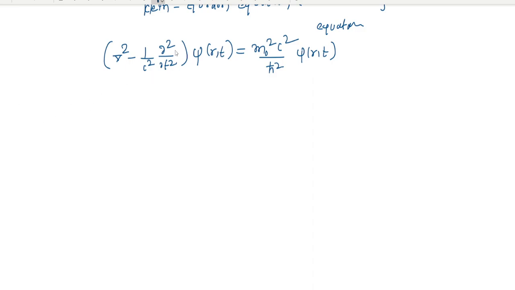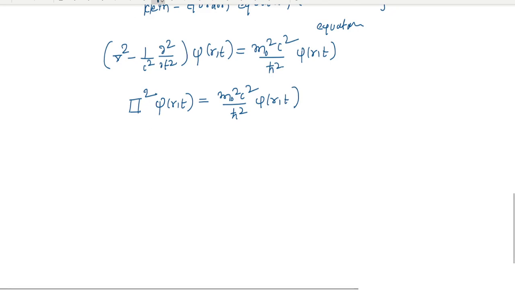Okay, this function, the famous one, we're going to call this the D'Alembert operator. D'Alembert operator square psi of r comma t equal to m naught square c square divided by h cross square, wave function psi of r comma t. So this is also the rearranged equation of Klein Gordon.